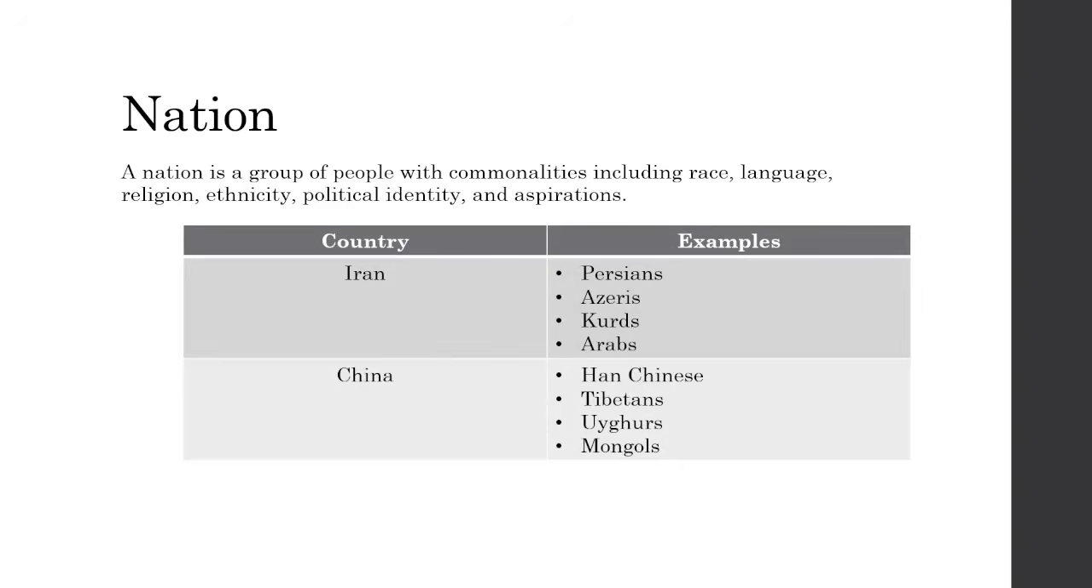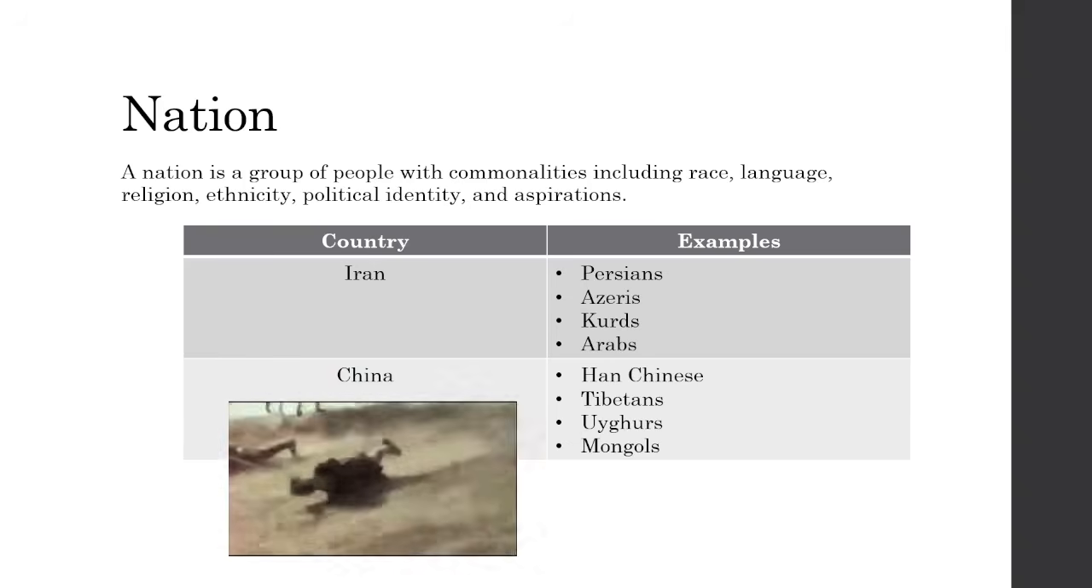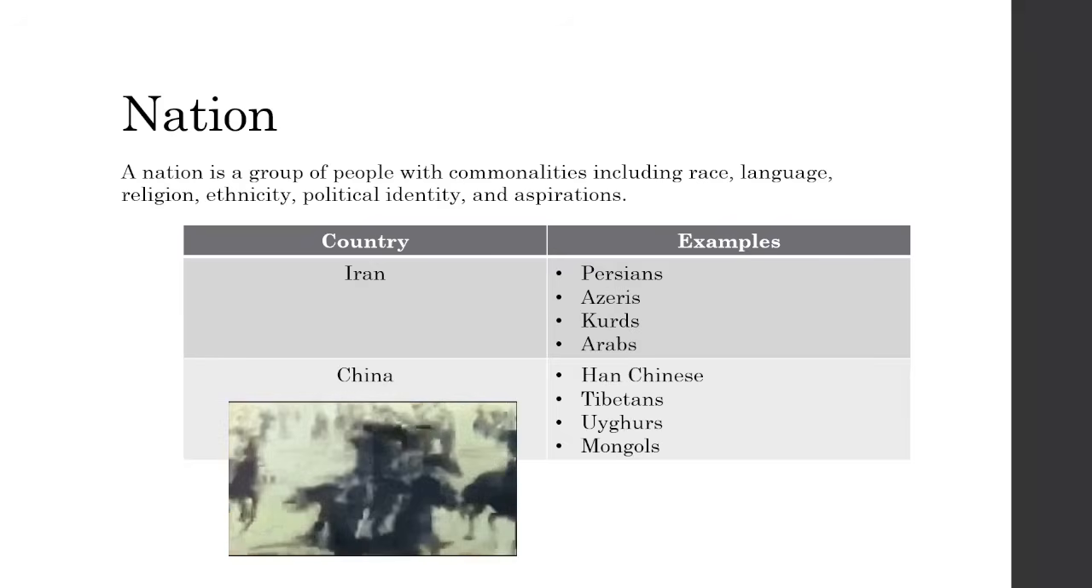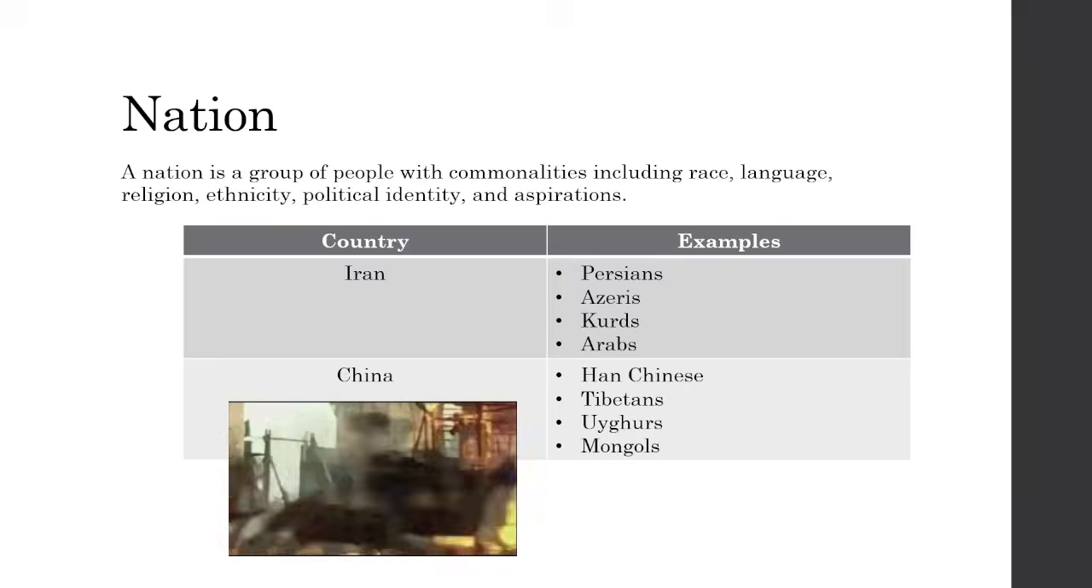So let's look at some examples here. In Iran and China, there are a variety of different nations that reside there. So in Iran, we have Persians, Azeris, the Kurds, and Arabs. And then in China, we have the Han Chinese, Tibetans, Uyghurs, which I believe are Muslims, and Mongols. And Mongols also live in Mongolia, but they also live in China as well, because they're very, very close together. And of course, I had to throw in the exception is the Mongols from Crash Course, because it's funny.